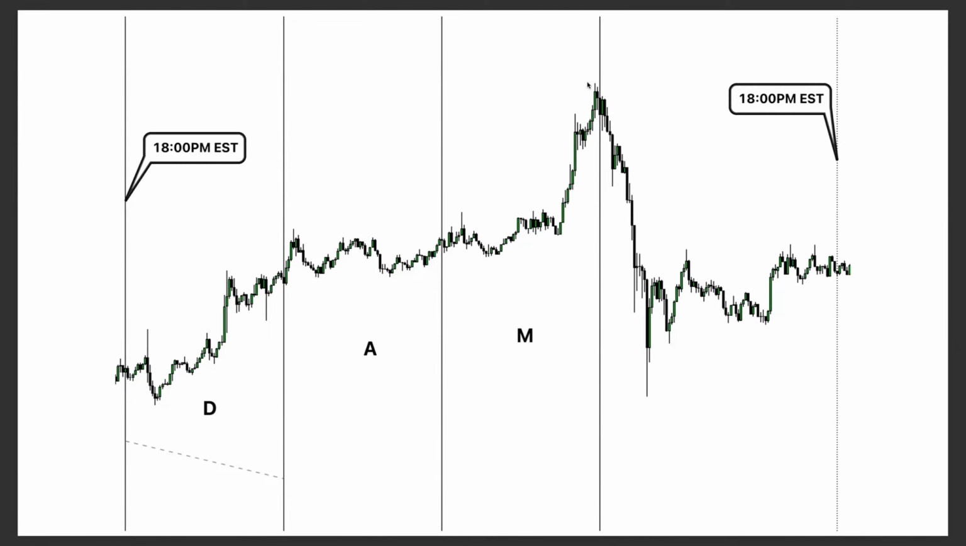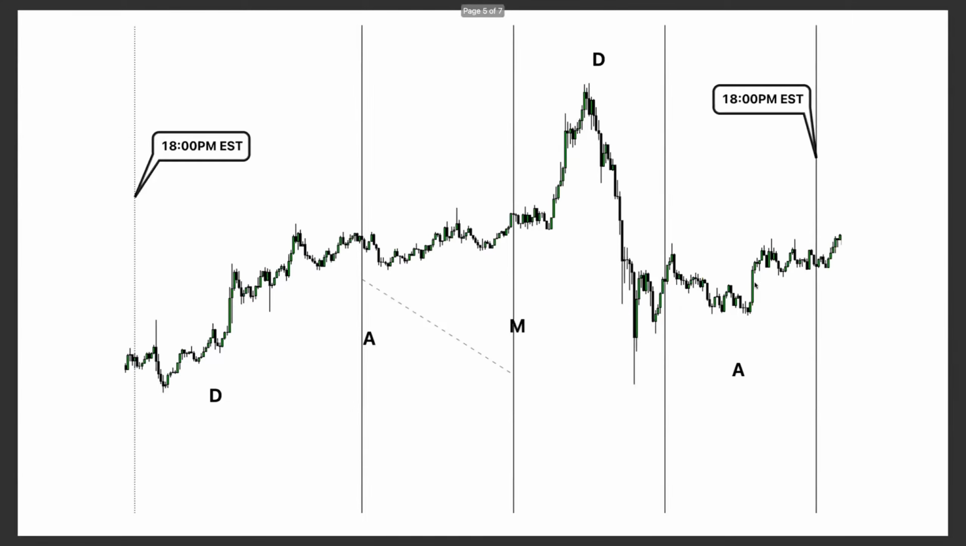The high of the day. After this manipulation, you'll find that price will distribute and then accumulate again. Can you see that? There was a distribution. So we looked at the first two. You can divide the day into 3. We take the first 2 and divide that by 3. Now we've got the distribution, accumulation, and manipulation.